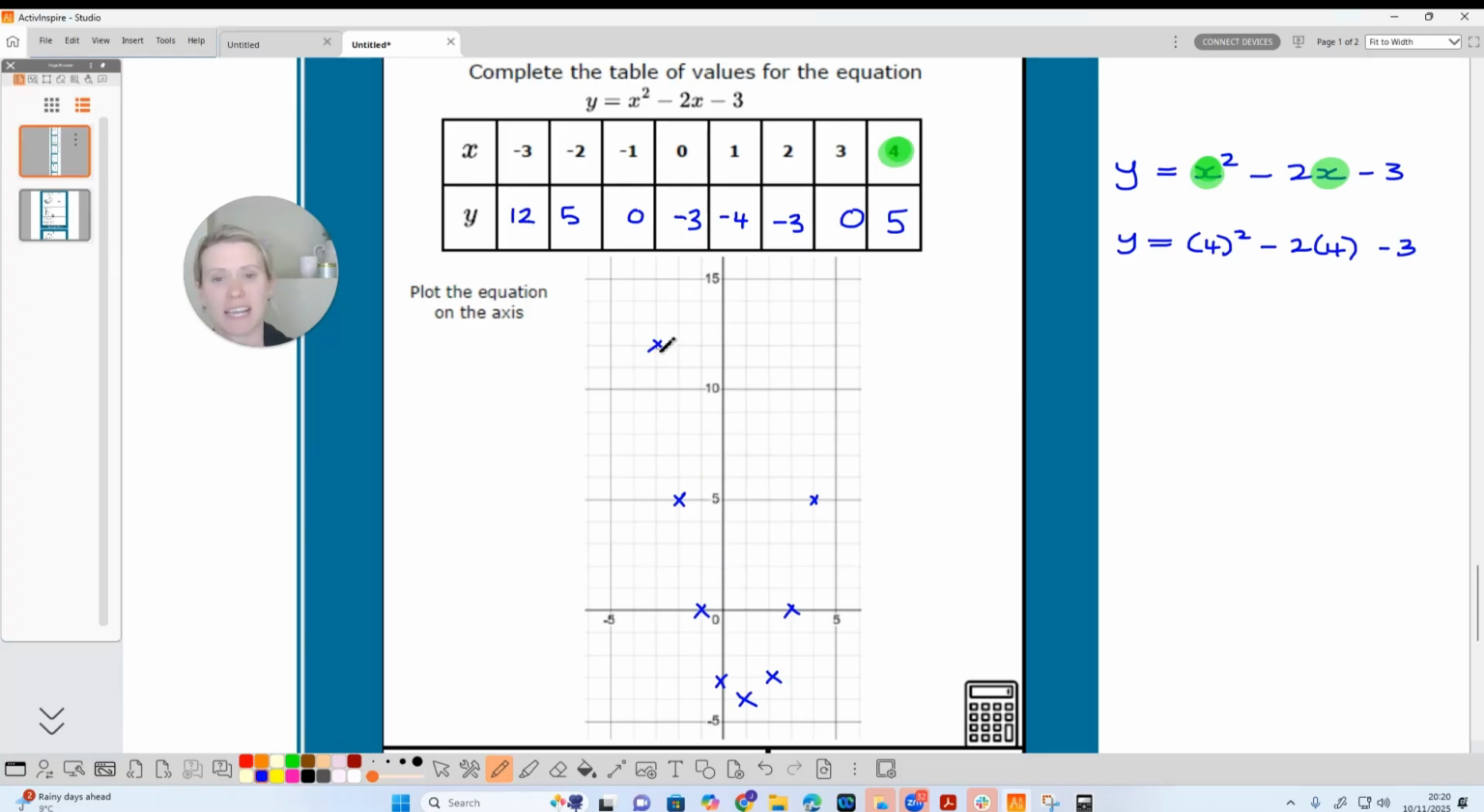Okay, once you've reached this stage, it's really important you then draw a nice smooth curve around these points, okay? This is sometimes hard to do on a computer screen, but you can just imagine a nice smooth curve joining all those points together, okay?